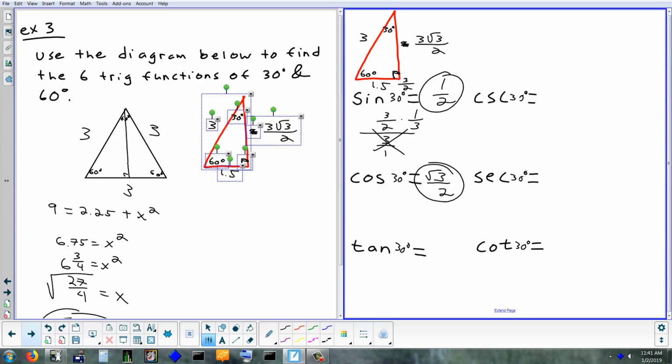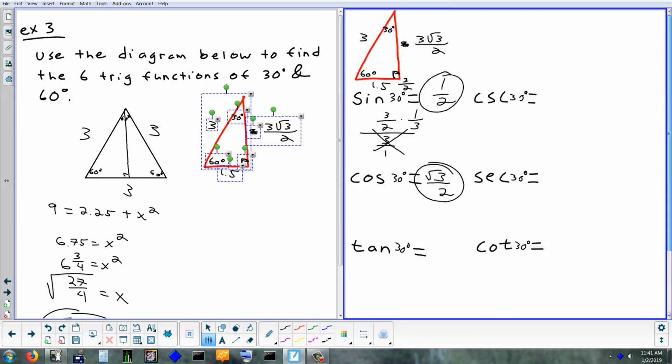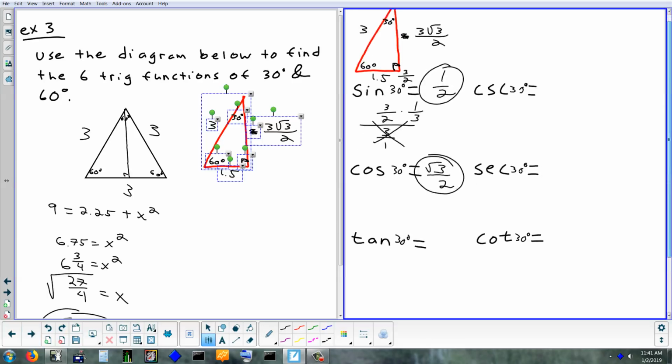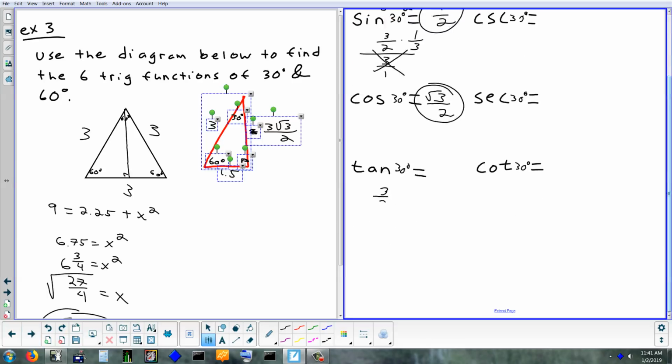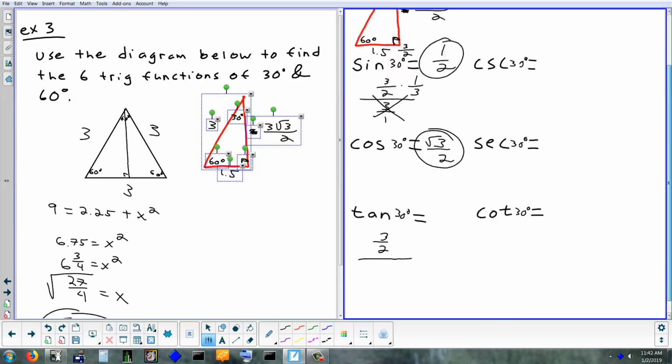3√3. Yeah. Anyone get anything different, or everyone agree with 3√3? See a couple people looking at me. Let's do that one together. I'm not saying whether that's right or wrong, but we'll just go through it. So tangent is opposite over adjacent. So let's see. Opposite is how long? 1.5. Yeah, or 3 over 2. And what's the adjacent? Yep, 3√3 over 2.